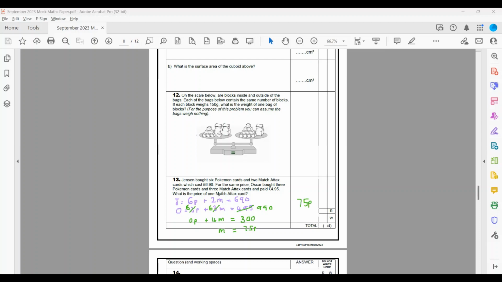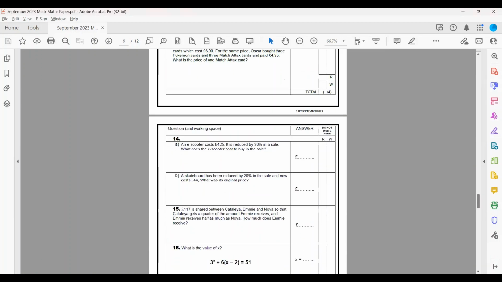And you can double check there if you want to. So two Match Attacks, two times 75 would be 150 pence, which then means we take that away, we'd have £5.40 for the six. So it'd be 90p here for your Pokemon cards if you needed to find that out as well. Okay. So, the best way to do those is to write those algebraic equations, make one side the same, and then you can work it from there.